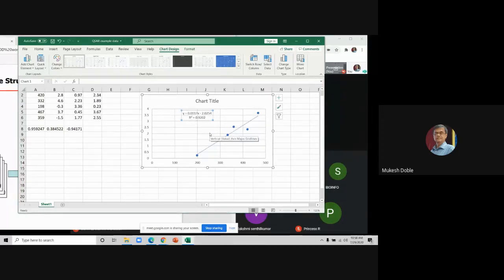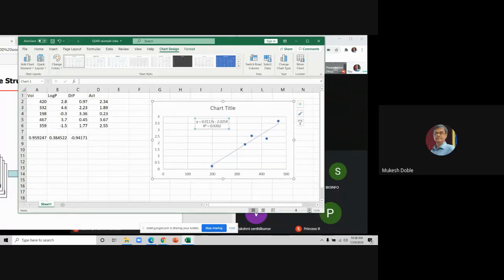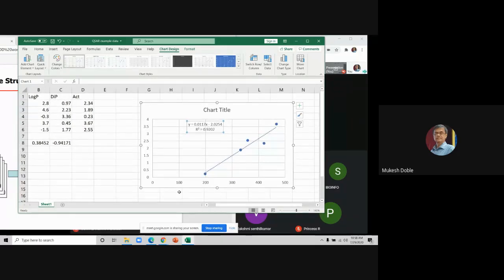So volume is your independent variable x, or the descriptor, and the activity is the dependent variable y, which is on the left hand side. Your volume is on the right hand side, and your activity is on the left hand side. This is called a QSAR. So we can have activity equal to 0.0117 volume minus 2.0254. Understand? So this is a QSAR relating activity and volume.